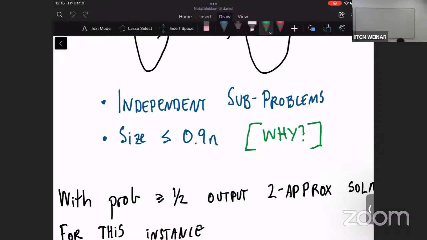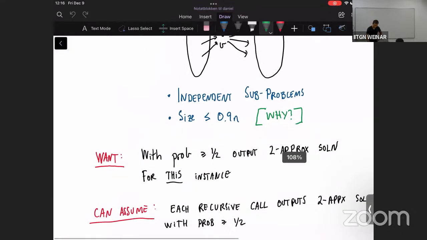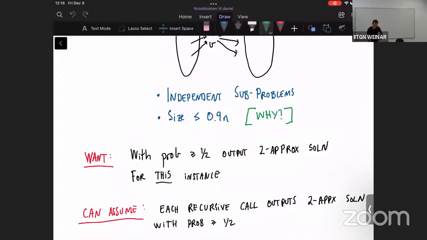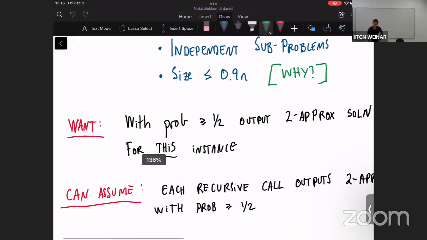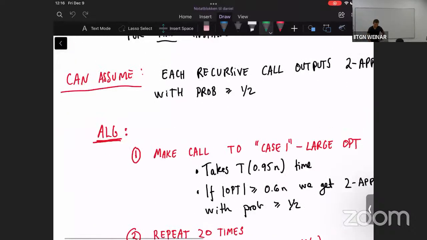So when I make the recursive calls, I make recursive calls on smaller subproblems. Why is that? We picked V so that n minus and n plus would contain at most 90% of the vertices, and that's where we use it. Okay. Now we're going to do the analysis. There are two things we need to do: one is the running time analysis, and the other one is the correctness.